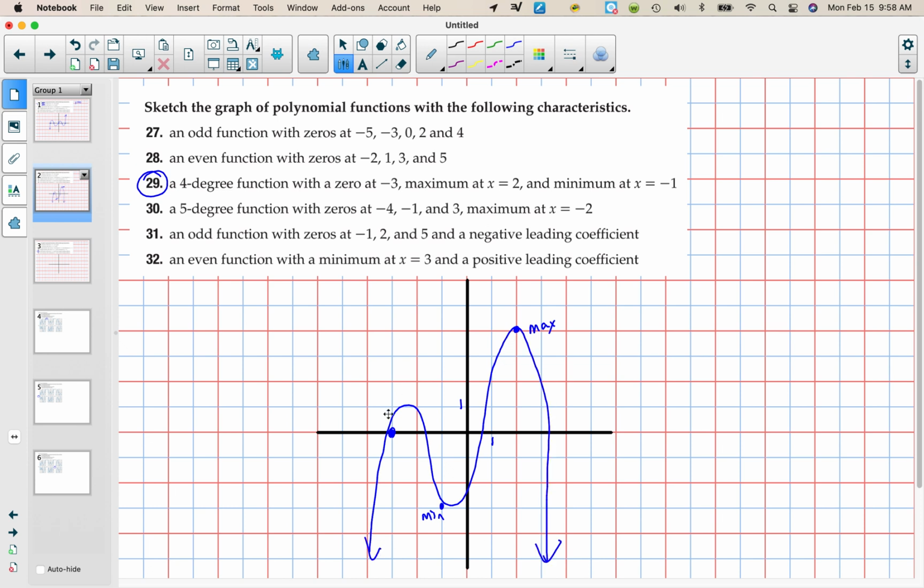Okay, so I have a 0 at -3. Notice that in order to go from this min to this max, there has to be another 0. So even though they told me there was a 0 there, they weren't indicating that it was the only 0. So this would satisfy that.